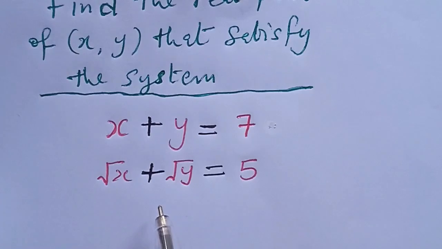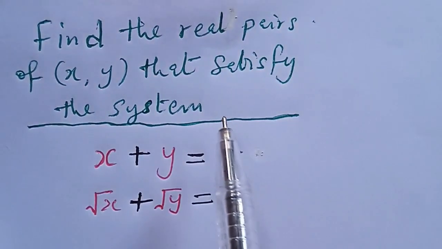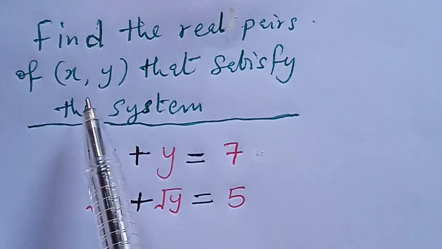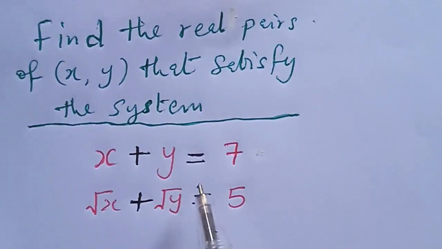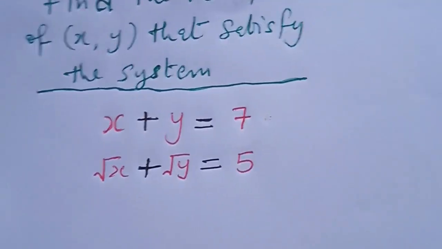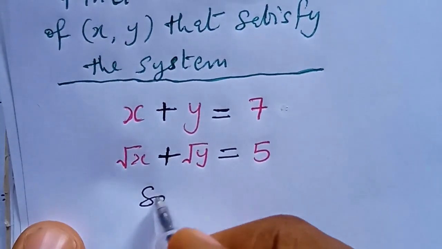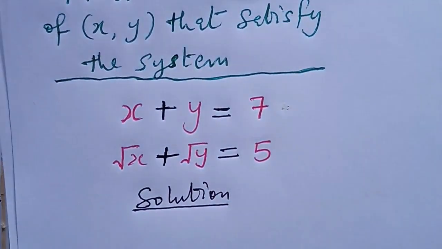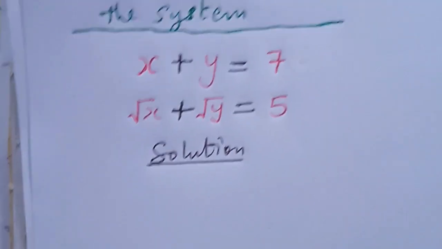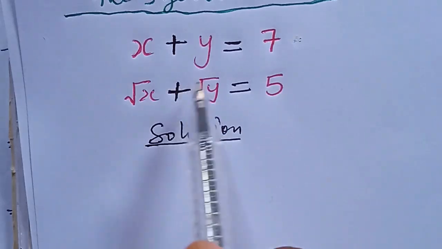On your view over here, we have this question. We want to find the real possible pairs of x and y that satisfy this system of equations. So let's get started. From our question, we have our solution. So over here, what we need to do first is to consider the terms in the system.